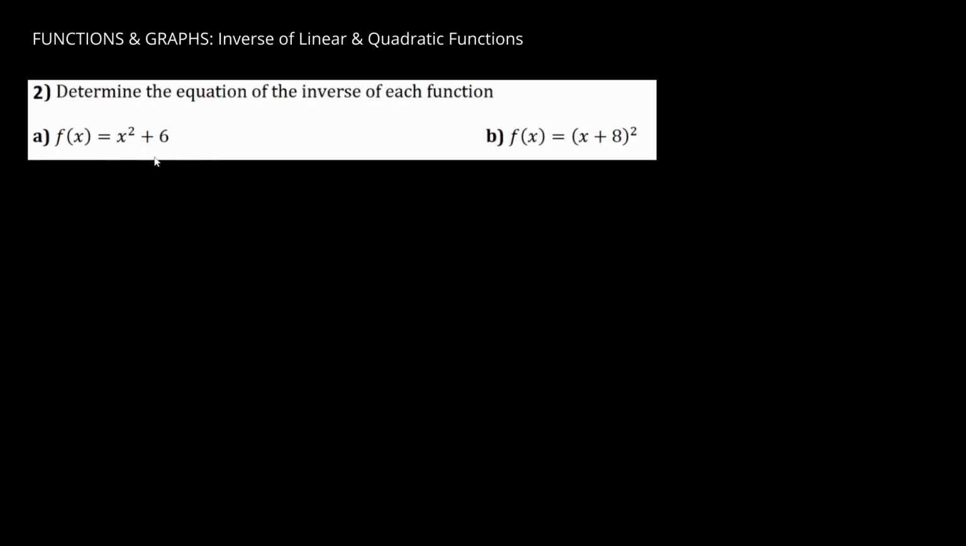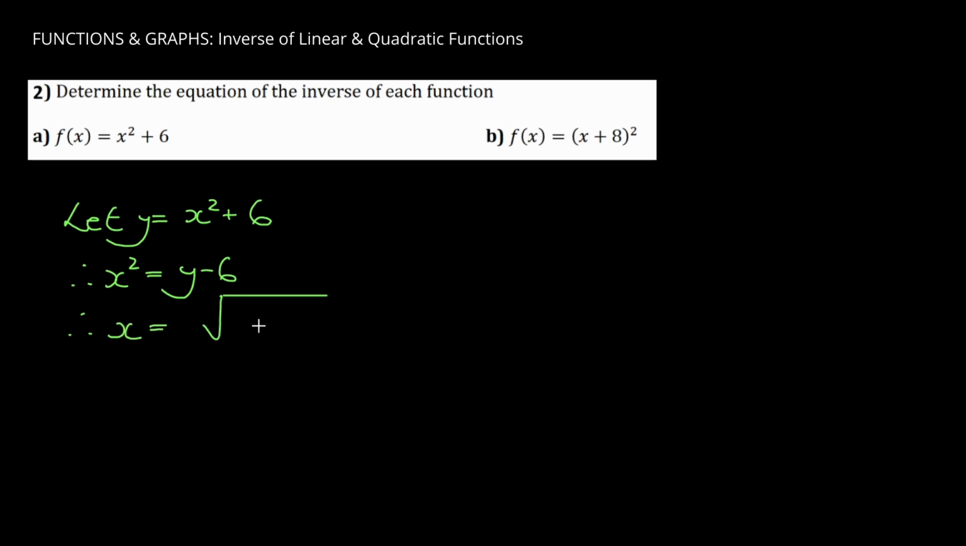Okay, let's have a look at this one. Let's have a look at 2 part A. And we'll try our same method. We need to make x the subject, so therefore we can say x squared is equal to y minus 6. And therefore x is equal to the square root of y minus 6. But we've got a problem. When we take a square root, it's not just the positive result, it is the negative result as well.